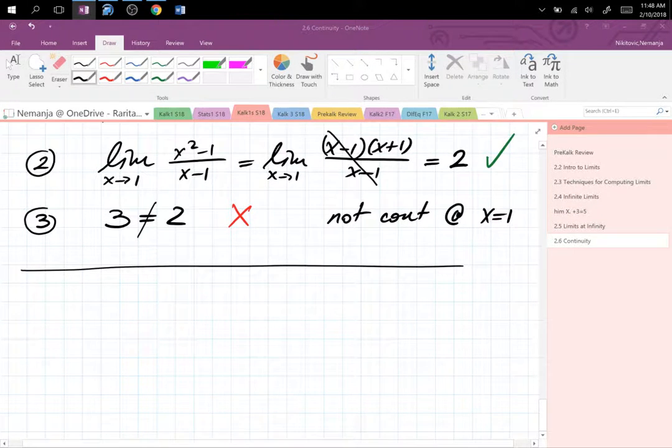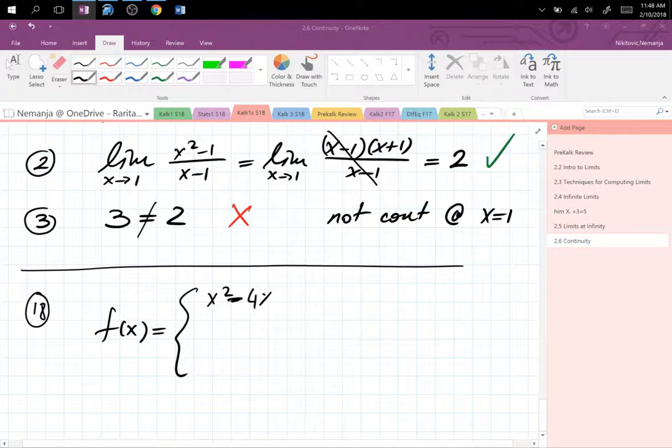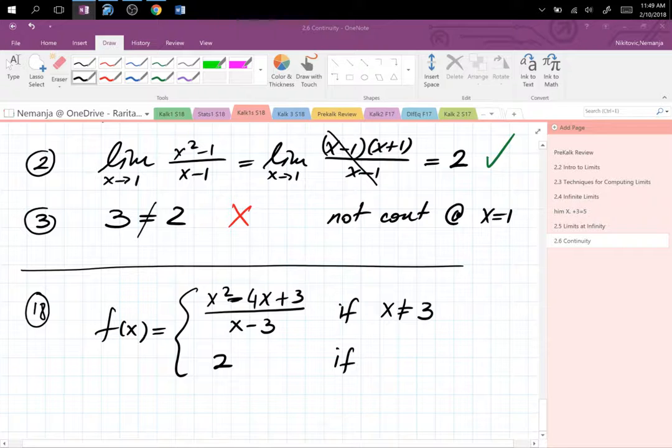Another problem from your textbook. This is, let's say, 18. Since you love those piecewise functions, it's another one of those. So we have x squared minus 4x plus 3 divided by x minus 3. And then you have 2. The first one is if x is different than 3. And this one is if x is 3.